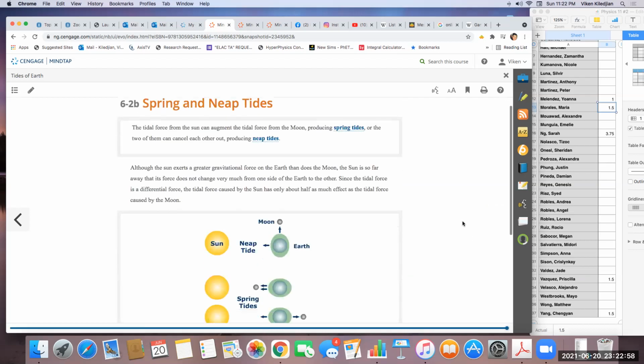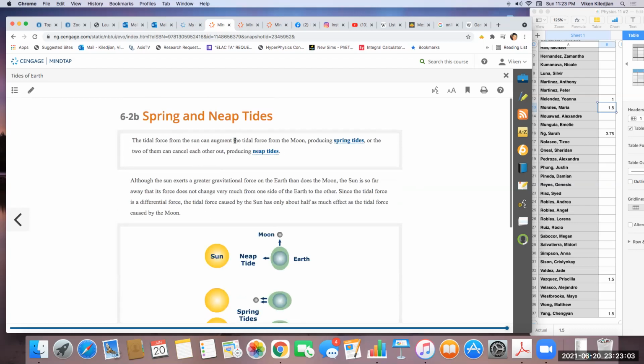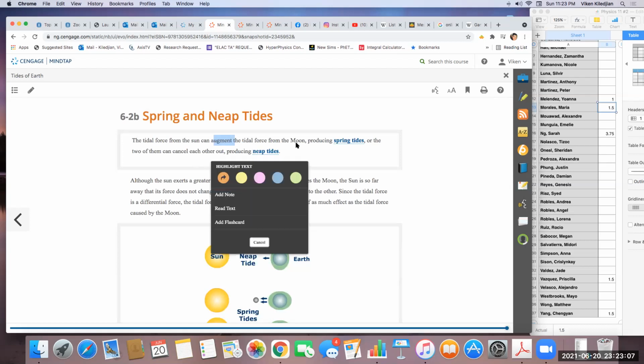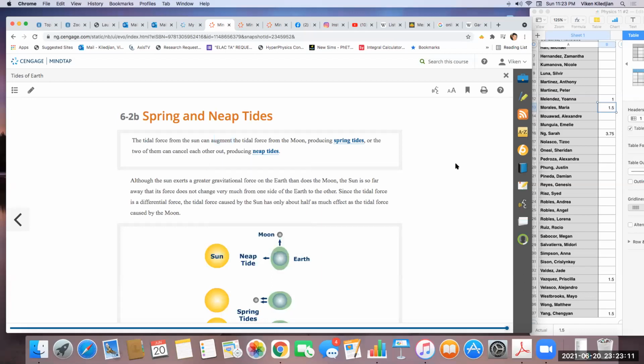So the tidal forces from the sun can augment, that means add to, the tidal force from the moon, producing spring tides. This has nothing to do with the season spring. It happens twice a month when we have full moon and new moon. Or the two of them can cancel each other out, producing neap tides.